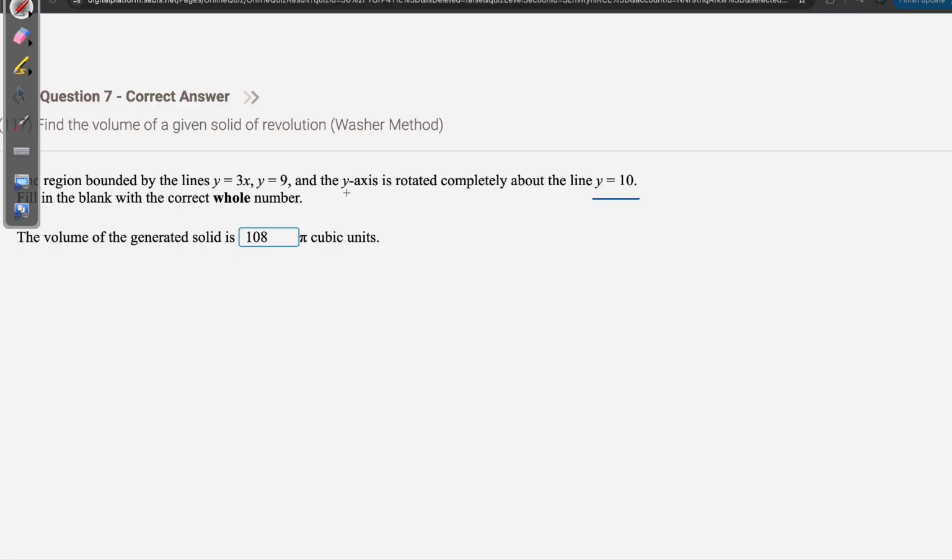First, let's find the limits. Here they set the y-axis, which means we already know we start from 0. Then we equate 3x equals 9. We get x is 3, right? And then here to find big R, small r, which is slightly annoying, as always.